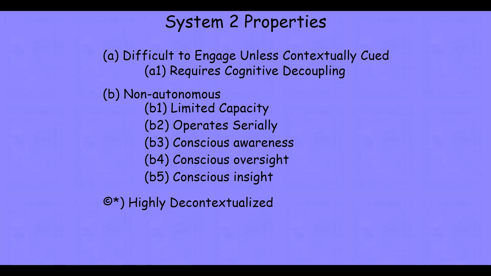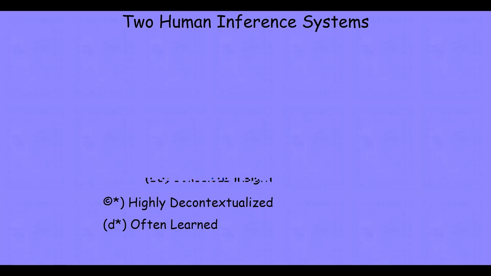Finally, they're highly decontextualized. That is, System 2 inference strategies tend to look at underlying structural properties more than they tend to look at the superficial content or context in which the property is presented. And they're often learned. They're part of a cultural heritage that we get through education and through training.